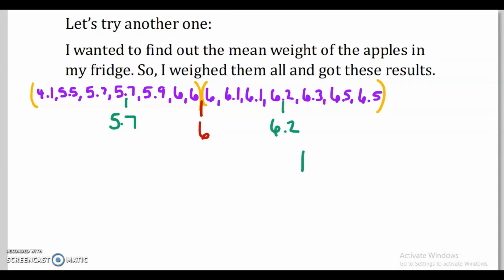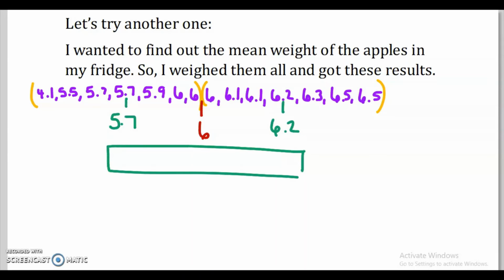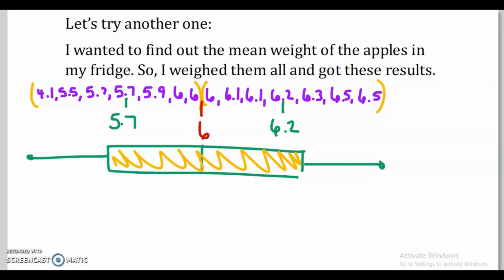So if I drew a box plot for this, you could imagine that it would look something like this. And my interquartile range is going to be this area right here. So 50% of my data is in that center box. And so how big is that? Well, from 5.7 to 6.2 is 0.5. So 50% of my data has a range of 0.5.